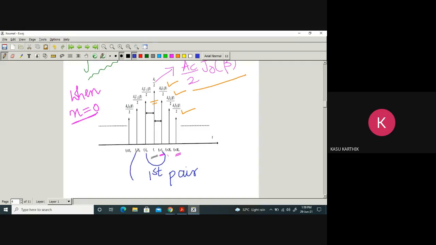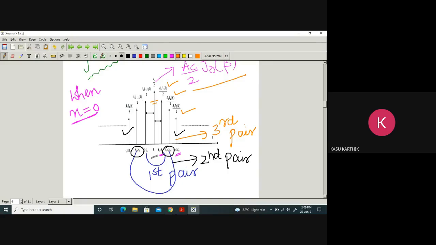Obviously, we call these two the second pair. Where are they? Fc minus 2Fm and Fc plus 2Fm. Obviously, these two are called the third pair. So we have an infinite number of sidebands which are located symmetrically on either side of the carrier component.